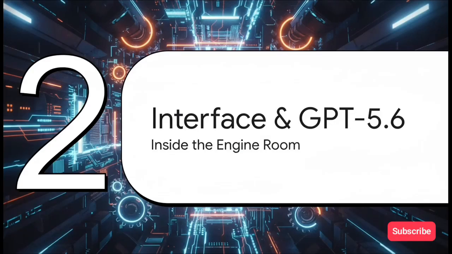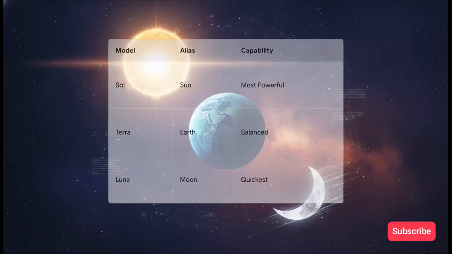Moving into Section 2, Interface and GPT 5.6 models. Let's take a look under the hood at the new brains powering this whole operation. OpenAI just dropped 3 distinct tiers for the massive GPT 5.6 update. First up is Sol, representing the sun, and this is your absolute powerhouse. It's the most capable model available. Below that is Terra, the Earth, which gives you a perfectly balanced, everyday kind of capability. And finally, there's Luna, the moon, designed for absolute speed.